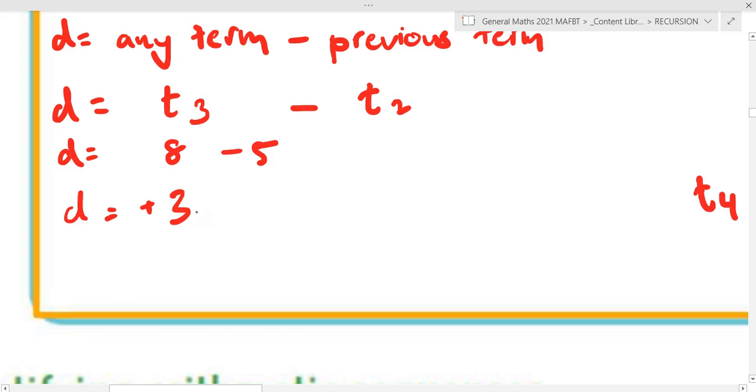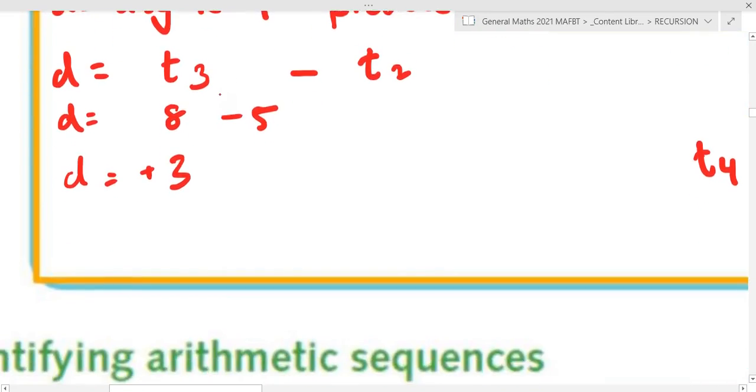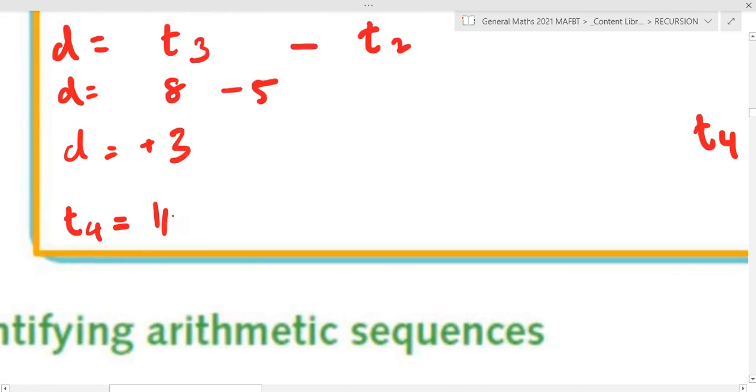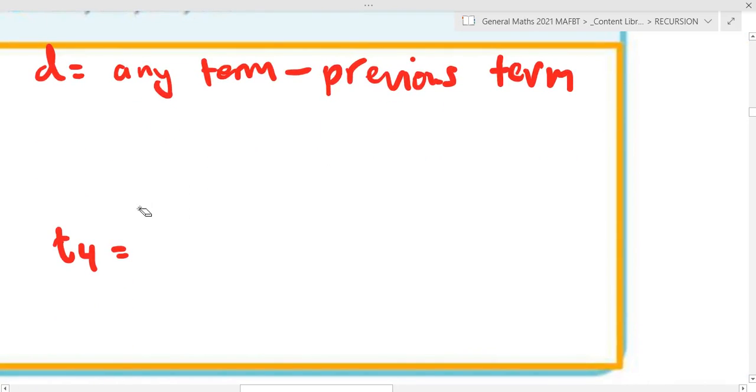So the common difference is positive 3. That means to get the next number, you're adding 3. So adding 3 to the 8 means term 4 is, what is it, guys? 11. Easy. Alright, anyone want to do the next one for me? Give me what you got. Now tell me what you guys got for it.